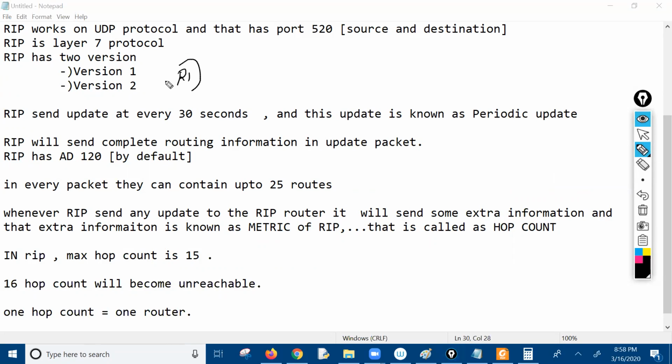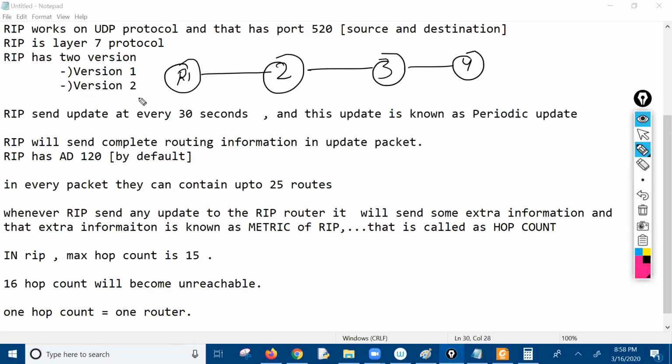R1, as I told you, this is the distance factor available. R1, R2, R3, R4. Whenever the router is going to send any update to R2, it adds some extra information. That extra information is known as the metric. So R1 is going to share this information to R2. One hop count is equal to one router. In the R2 routing table, we have the update with AD 120 by default, as I discussed, right? Then the metric is 1 because I passed this information through one router on this interface.